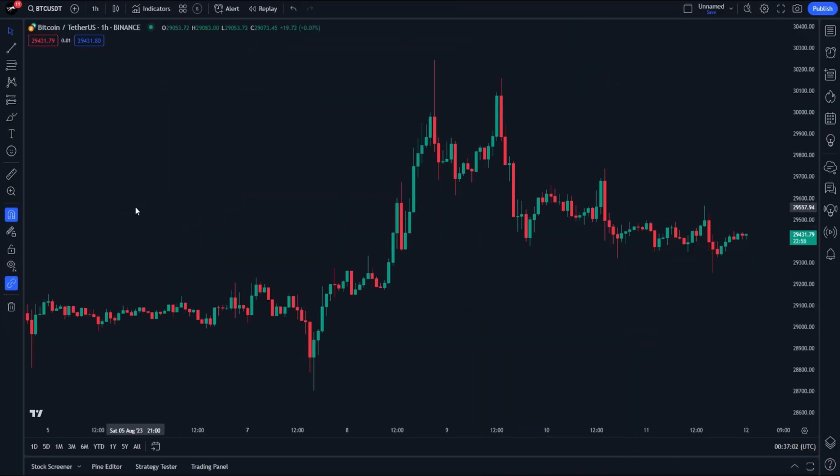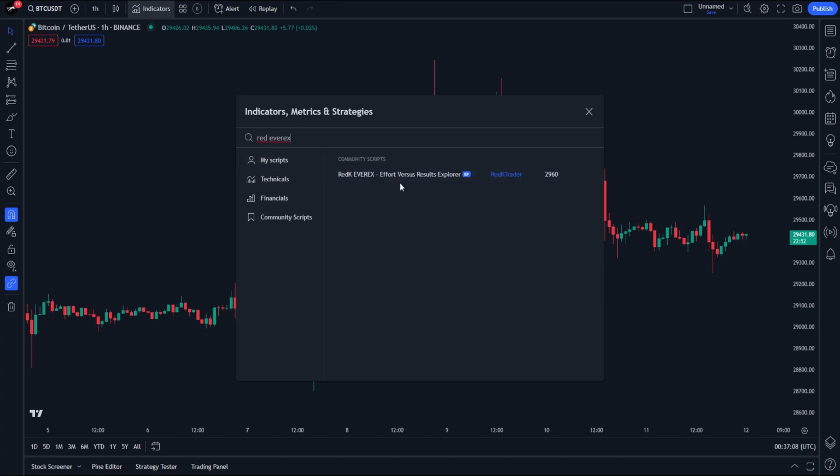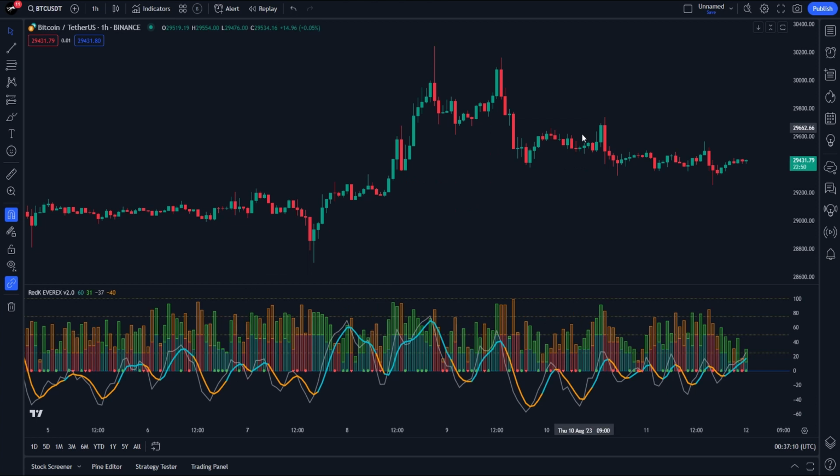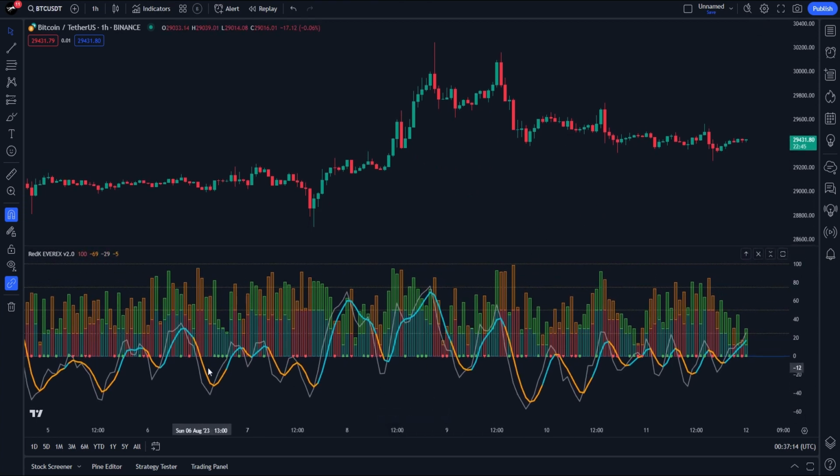Open Indicator Setup. Access Tradingview and navigate to the Indicator tab. In the search box, type Red Everex by Red K Trader. Apply it to the chart. After loading, you'll observe an indicator resembling RSI attached at the chart's bottom, revealing candle volumes within.